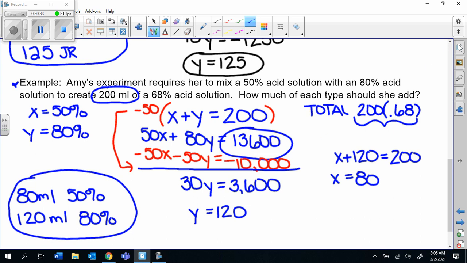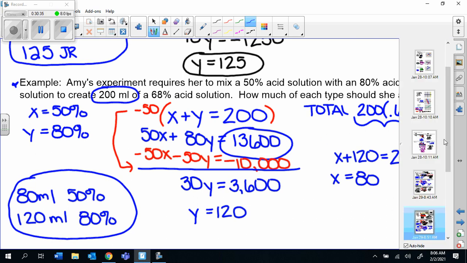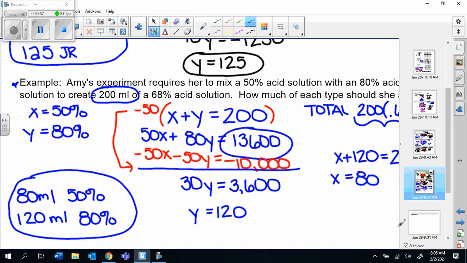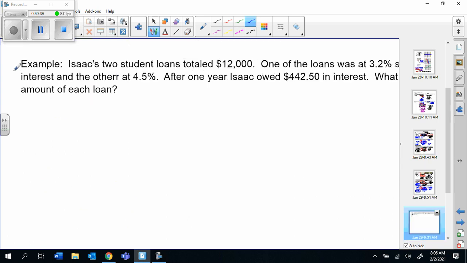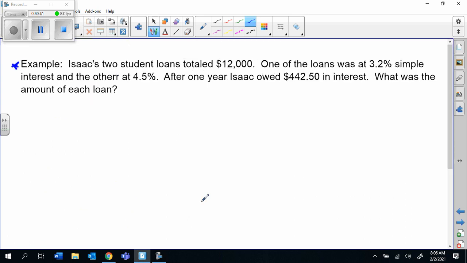All right. I think there is just one more here. There's one interest question on the homework. So if you want to add that, this is interest up on top here, it's still in the mixture category. I would put them all in the same category. Hopefully you see the pattern that I am doing.